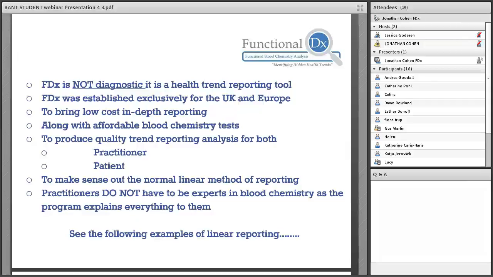And so this trend analysis reporting was devised for both practitioner and patient, and more importantly, to make sense out of what you got from the GP and other laboratories, which is linear methods of reporting, just one long line of analytes. And the beauty of this is practitioners do not have to be experts in blood chemistry because the program explains everything to them. So let's see the following examples of linear reporting.